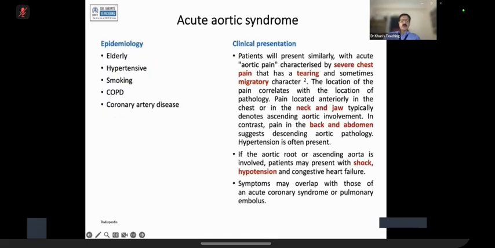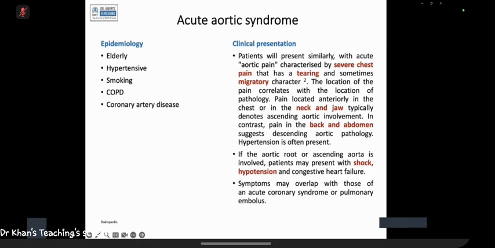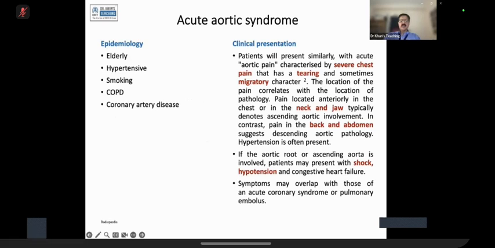Look at this epidemiology. These are elderly patients. Hypertension, smoking, COPD, coronary artery disease. Now, the clinical presentation is important to remember, because the symptoms will be according to the location. Characteristic pain is severe chest pain, which has been described as tearing, absolutely devastating pain. And sometimes it has a migratory character.